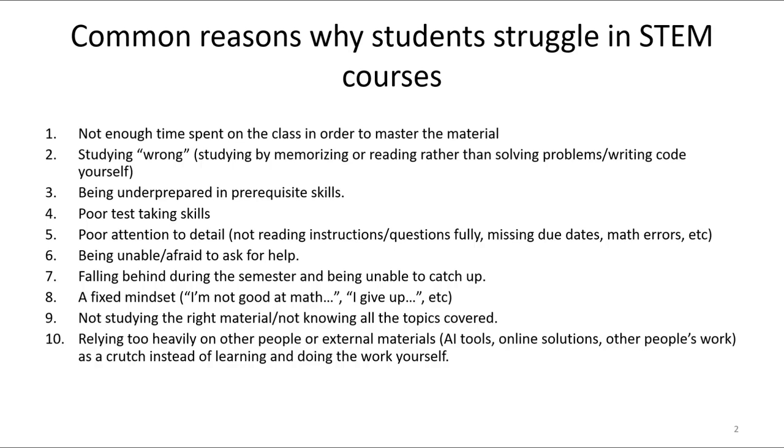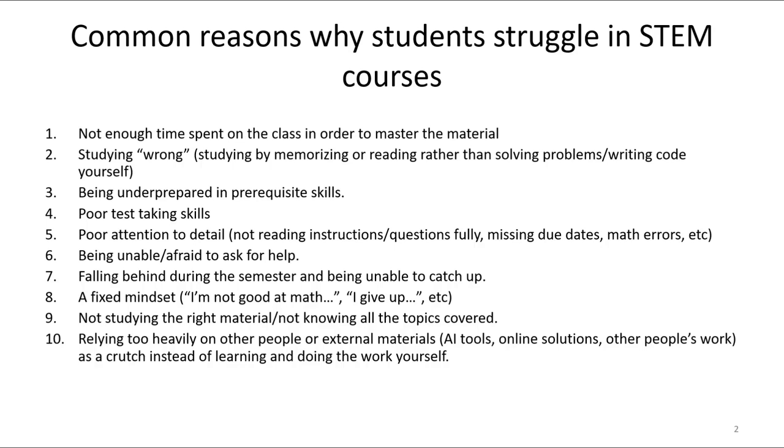For example, if you're taking a 3-unit class, that 3-unit class would be approximately 9 hours per week, bare minimum time commitment. Students unable to dedicate this bare minimum time generally find themselves falling behind and failing courses. The second reason I see is studying wrong. For example, reading the textbook, memorizing, or watching lecture videos rather than practicing problems yourself.